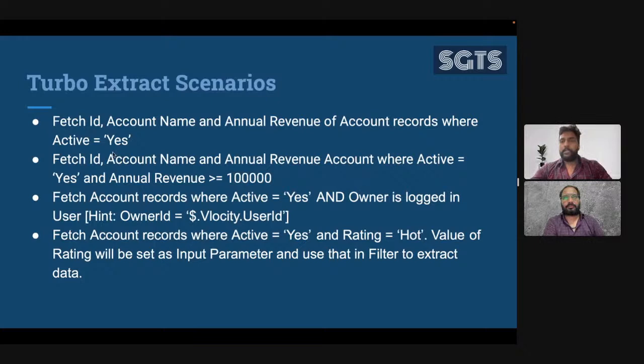So, okay, let's go with one more example for fetching your account information. I think we can pick a different one where multiple criteria are there. Okay. So let's pick the second one, where Active is equal to Yes and Annual Revenue is greater than or equal to 1 lakh. I would prefer the fourth one, because it has input parameters as well, so we don't need to hard code. Okay, so in the first, second, and third we need to hard code.